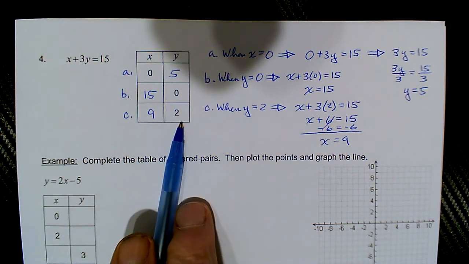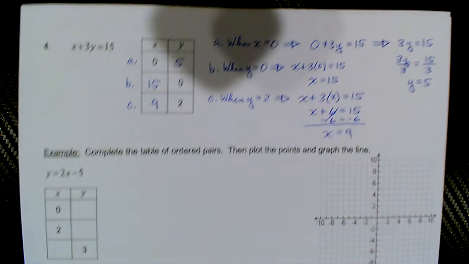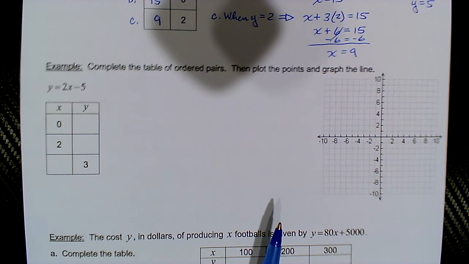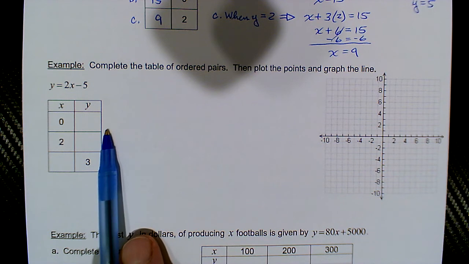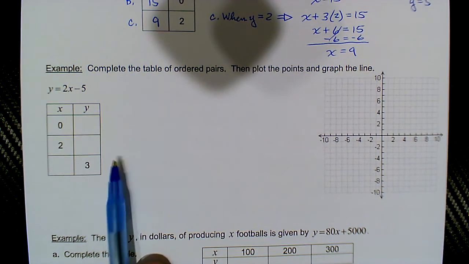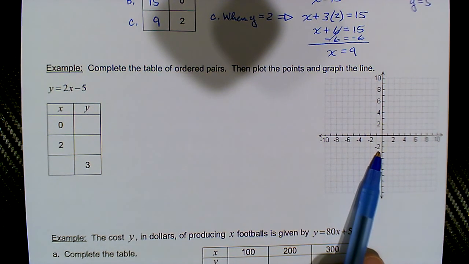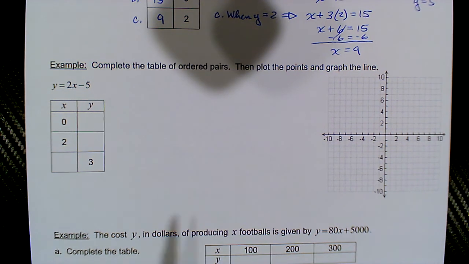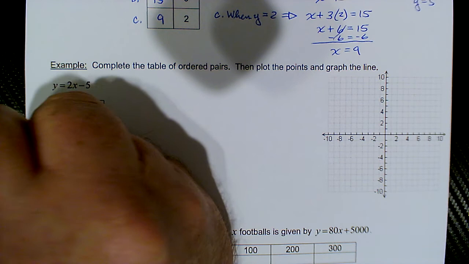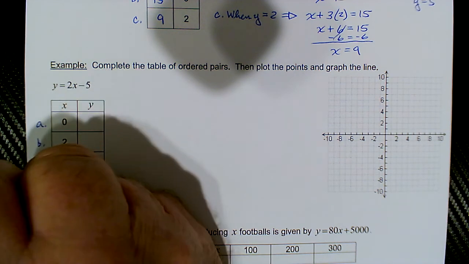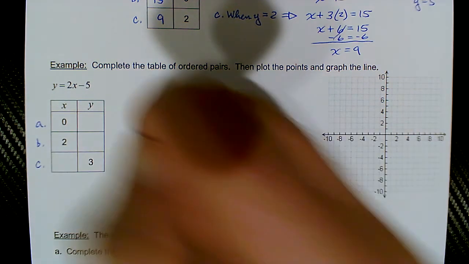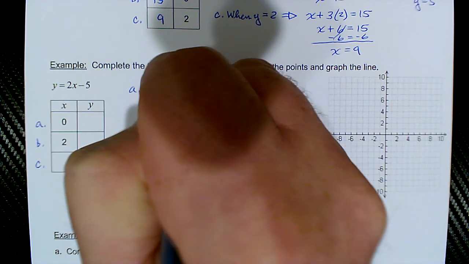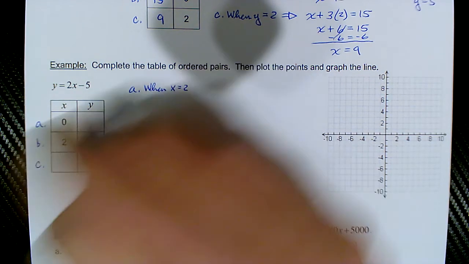Okay, now these are all ordered pairs, and in this example what we're actually going to do is complete the table as we've done in the previous examples, and we're actually going to list the ordered pairs and then plot the points and graph the corresponding line. So this is something we need to get used to doing. Again, there's 3 parts. Consider part A, B, and C. And in part A, telling us to let x equal 0.